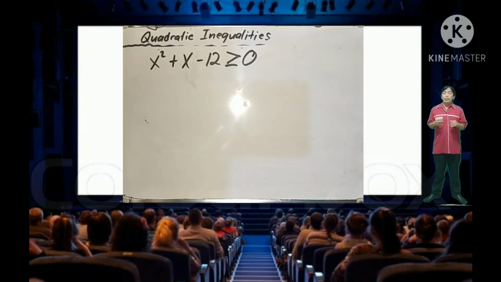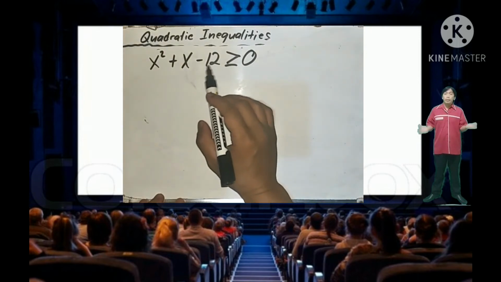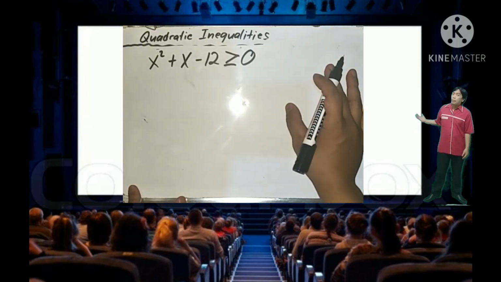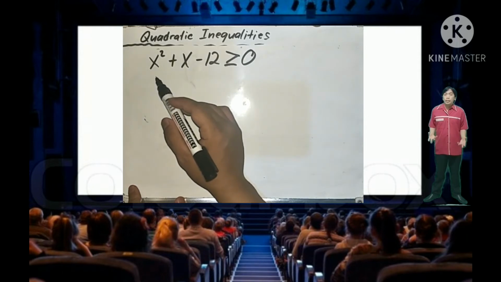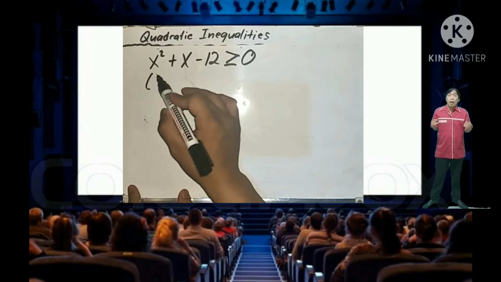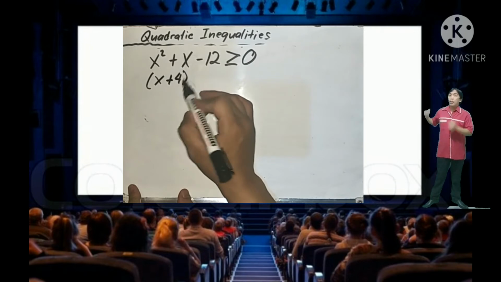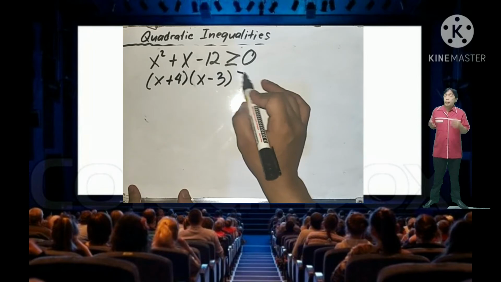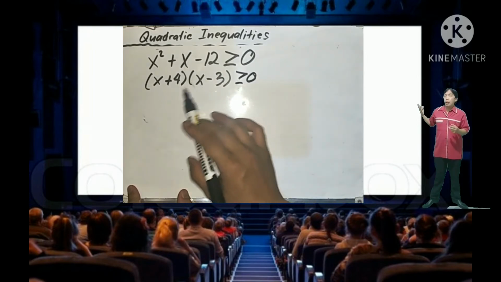Our topic, quadratic inequality. So, we have x squared plus x minus 12 is greater than or equal to 0. So, the first step that we're going to do is we're going to factor this out. Okay, so again, we have the three methods: factoring, completing the square, and the quadratic formula. So, the factors of this are the quantity x plus 4 times the quantity x minus 3 greater than or equal to 0.